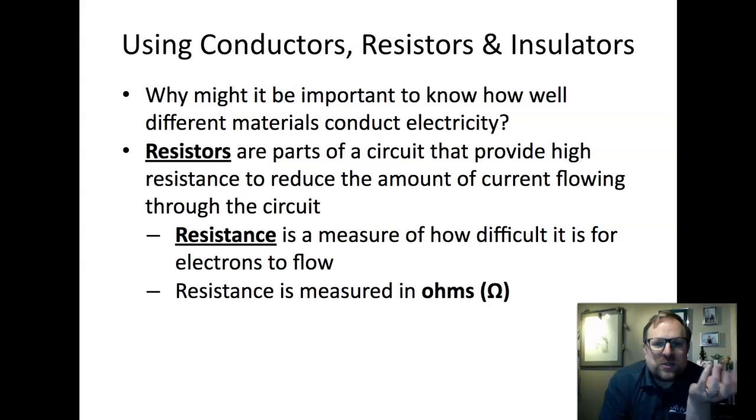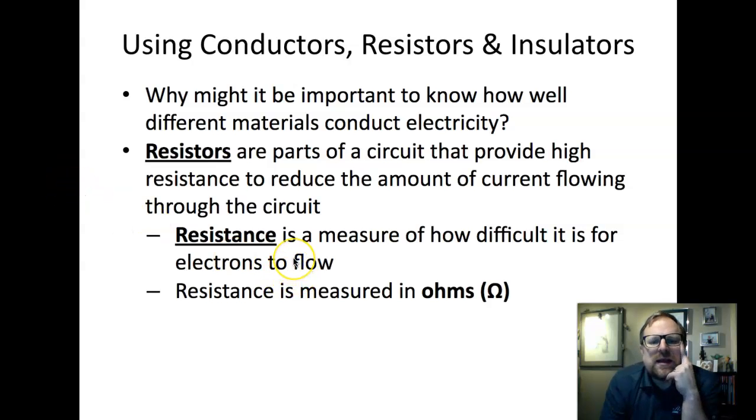Well, because we want to regulate or have resistance to control the amount of electrons that flow and how those electrons flow. So resistors are parts of a circuit that provide high resistance and reduce the amount of current flowing through the circuit. Think of it as putting something in its way to slow those electrons down in some way.